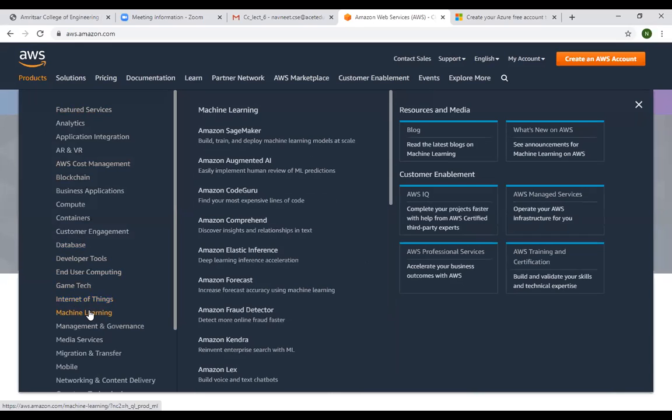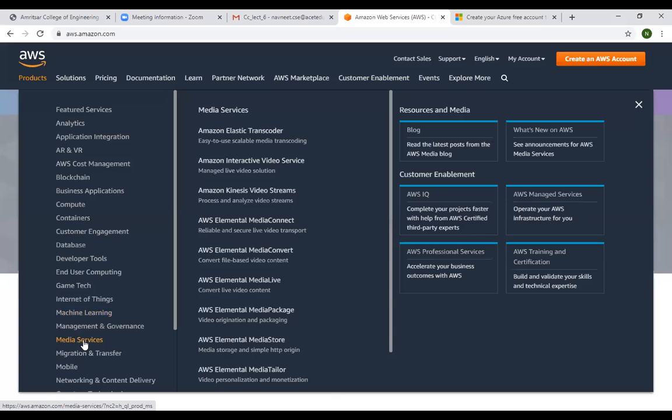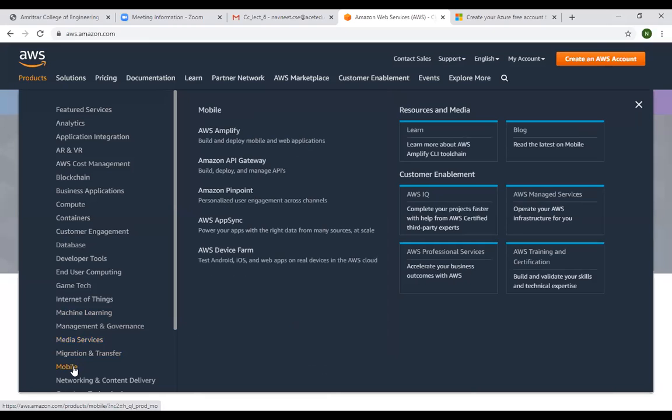So machine learning, they have another tab like Amazon SageMaker, Augmented AI, CodeGuru, Comprehend, Elastic Inference, Forecast, Fraud Detector, migration and transfer, and media services. These are some of the media services that are available. Mobile services we have discussed, like Amazon API Gateway, Amplify, Pinpoint.